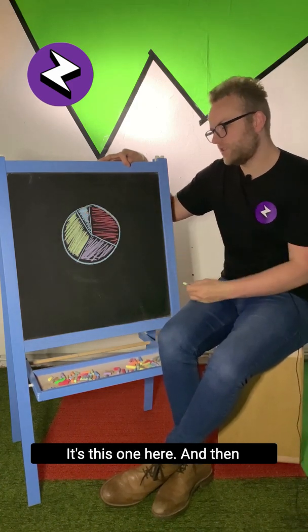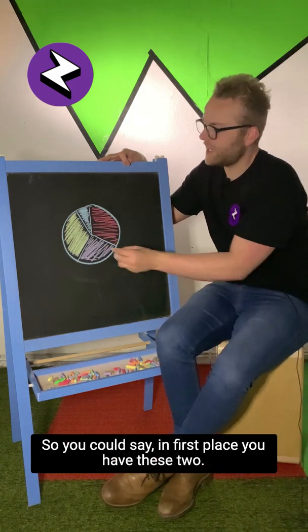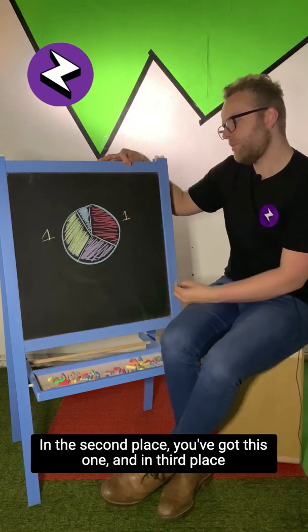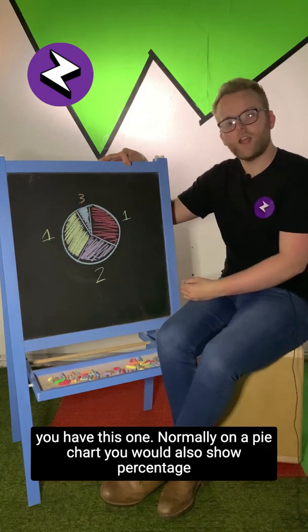So this one's the smallest slice, and then secondly, you have this one here. So you could say in first place, you've got these two, and in second place, you've got this one, and in third place, you have this one, okay?